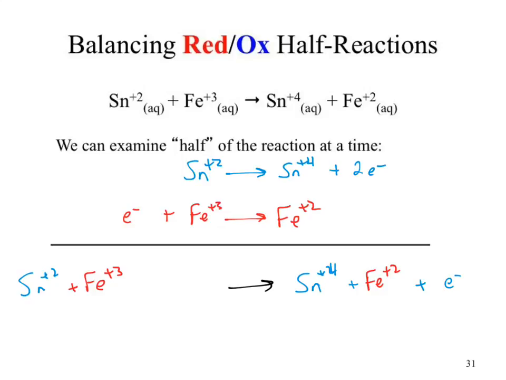We now have an equation that, if we look at the charge, what happens? Charge on the reactant side is plus 5. Charge on the product side, also plus 5. Hey, it's balanced. So now we can go home.